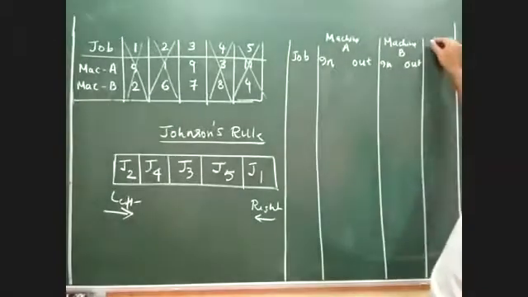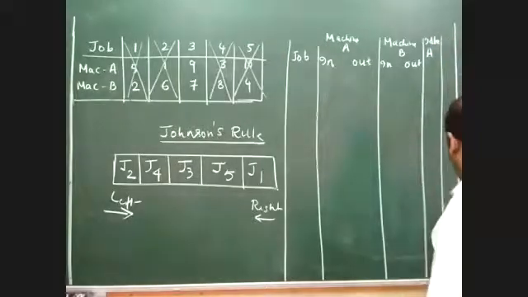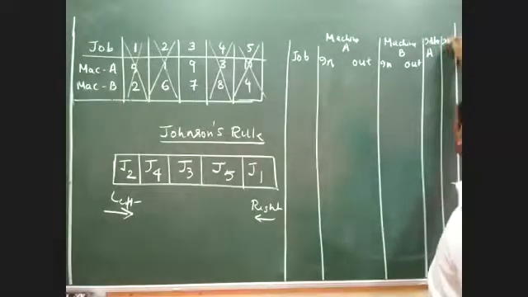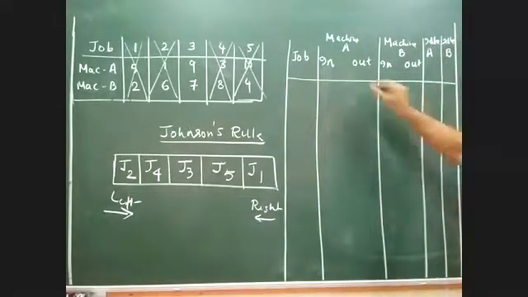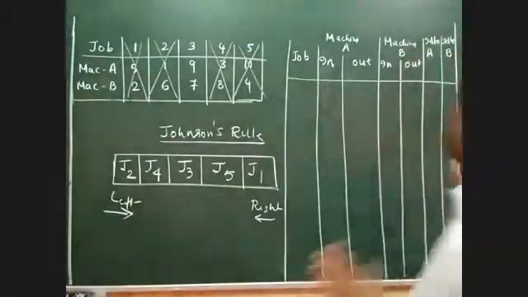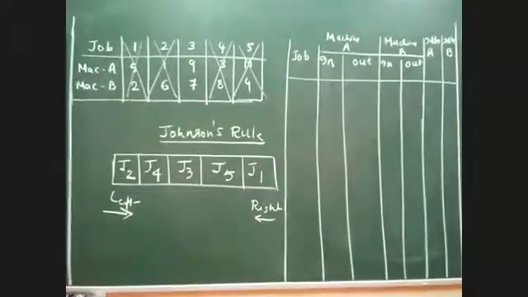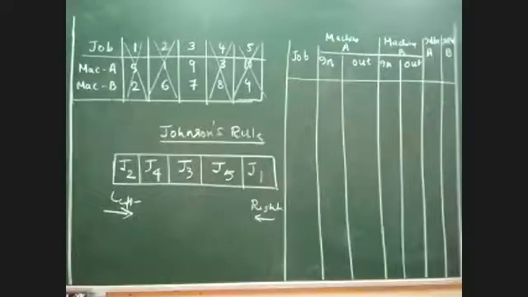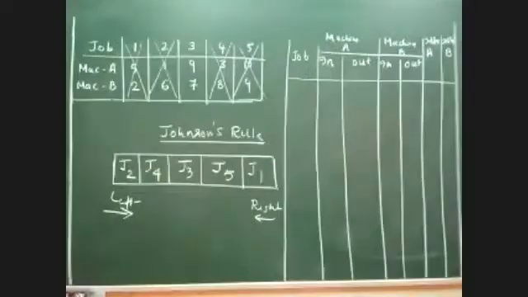The last two columns are idle time for machine A, and next, idle time for machine B. So these are the minimum columns to be drawn. This is exactly how your sequencing problems look. It is just like a pro forma, like a template in accounts. Similarly for sequencing problems, whenever you have a question on case 1 and there is a two machine problem, this is the minimum. This is exactly how your template should look.